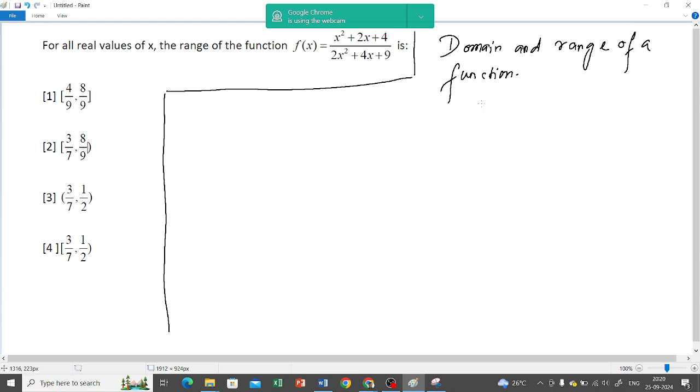Okay, domain and range of a function. So domain and range of a function is what you see: a function is say x square plus 3. This is the function, right? f(x) equals x square plus 3. Now domain is what? Domain is those values which if put in the place of x will yield a real value.